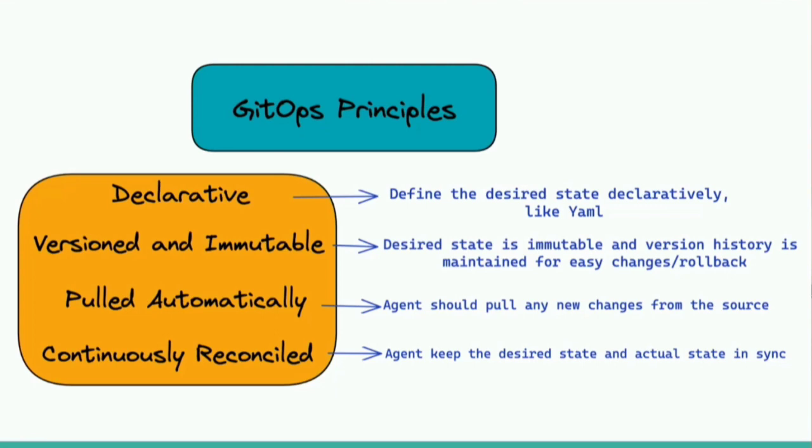Now, coming to the 4th principle, continuously reconciled. So, the agent keeps the desired state and actual state in sync. So, this is what I discussed previously. This is the drift thing. So, the agent keeps the desired and actual state in sync. So, this is the drift detection principle of GitOps.